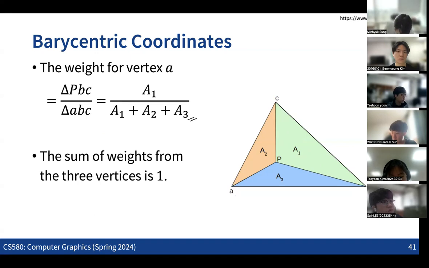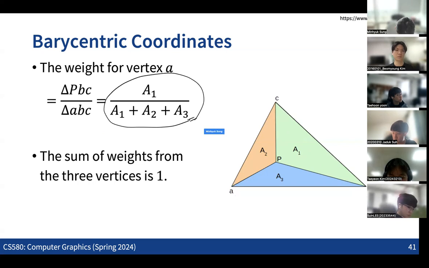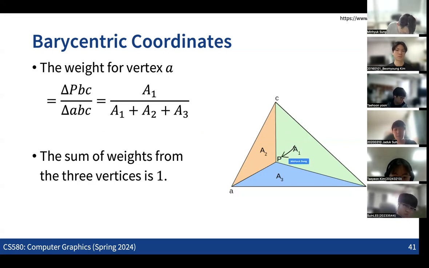So these weights for the interpolation, the weights used to calculate the properties at the point P, are called the barycentric coordinates. And you can easily verify how we can get this formulation of the weights by calculating the interpolation yourself. And also the sum of the weights becomes one, right? Because we have this kind of formulation. Is this clear? Any question on this?